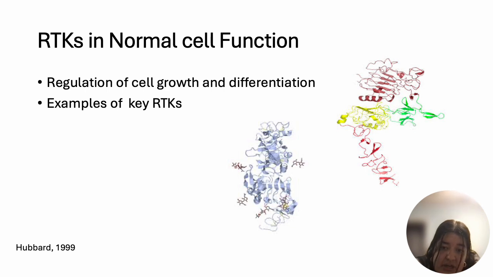Another example is the human epidermal growth factor receptor 2, or HER2 for short. This is an important RTK specifically in the context of breast cancer. Overexpression of this receptor can cause uncontrolled growth and division of cells, making it a target for cancer therapies like Herceptin, which medically is called trastuzumab.